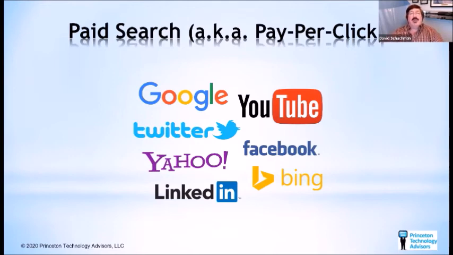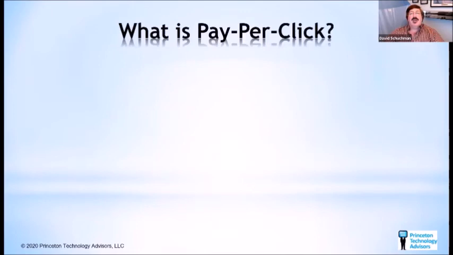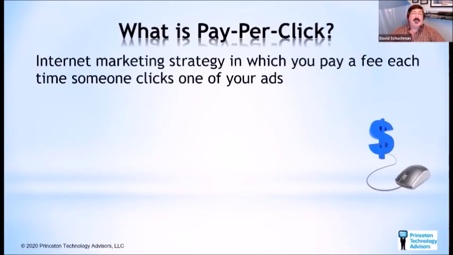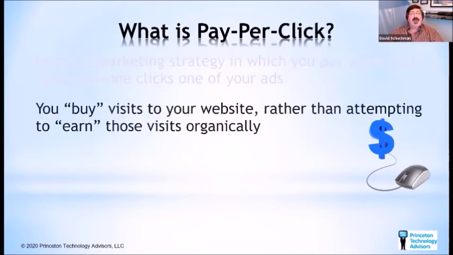But then there's something called paid search or pay-per-click. And that's different. That's a way of gaining visibility instantly. Okay, so what is it? It is an internet marketing strategy. Search engine optimization is an internet marketing strategy too. But pay-per-click is one where you pay a fee each time someone clicks on one of your ads. And you'll see an example of an ad in a moment. So you're essentially buying qualified visits to your website rather than earning them organically over time.